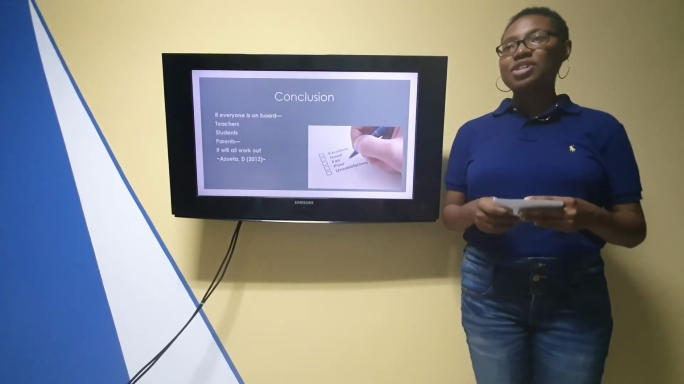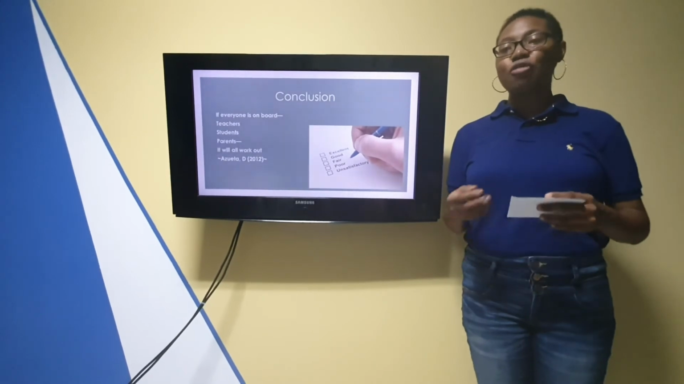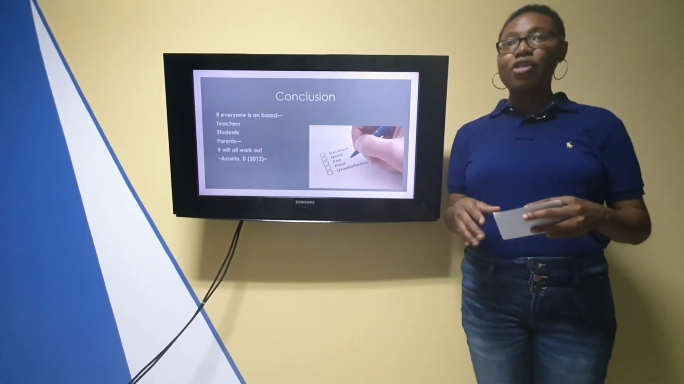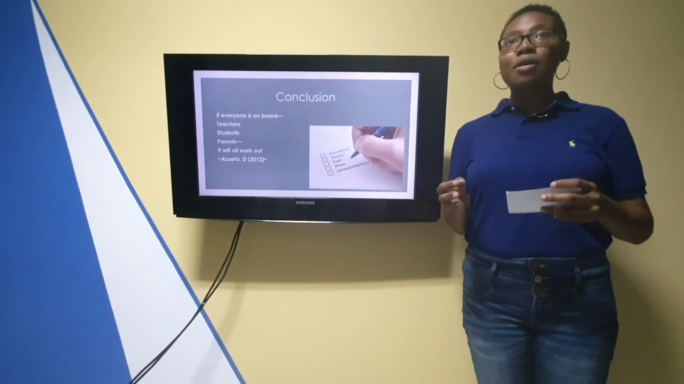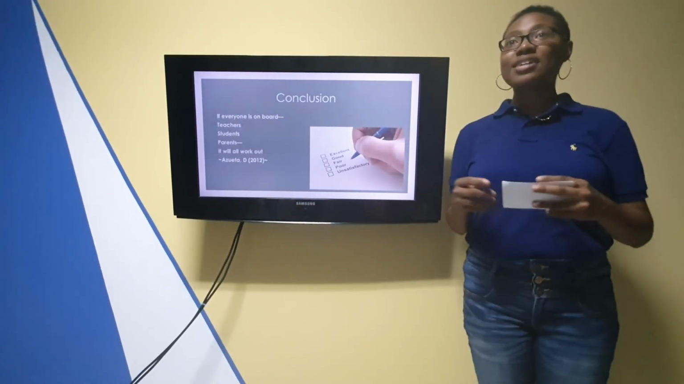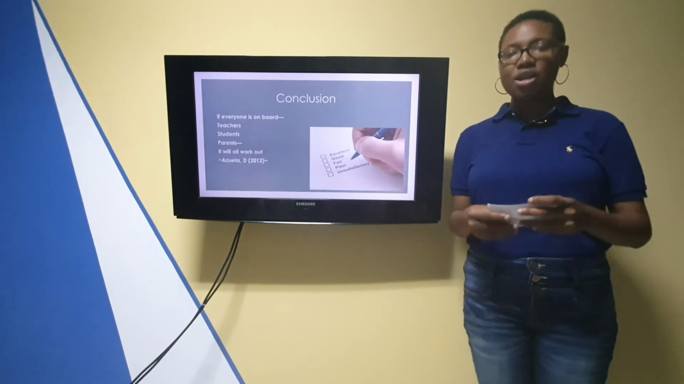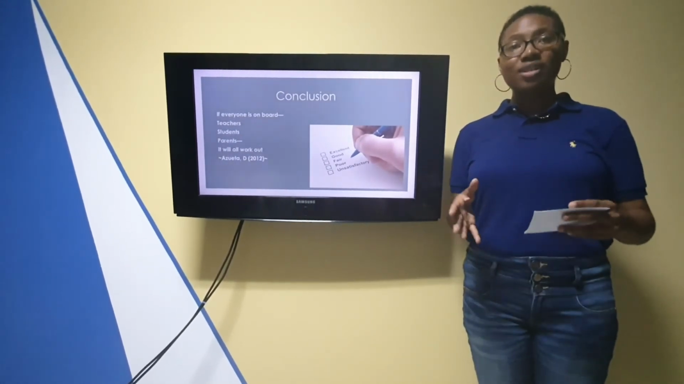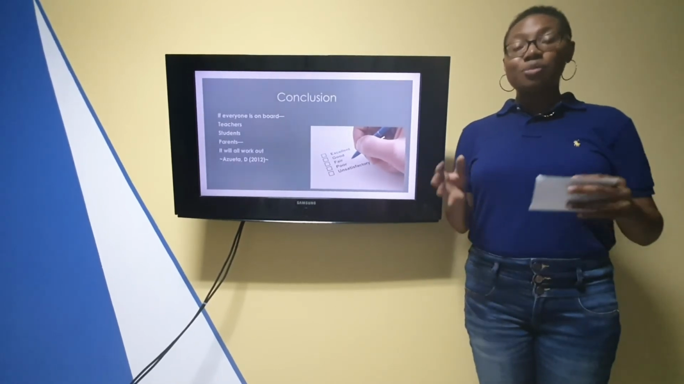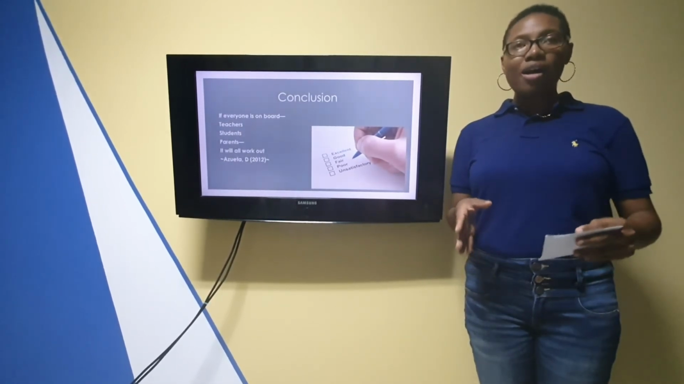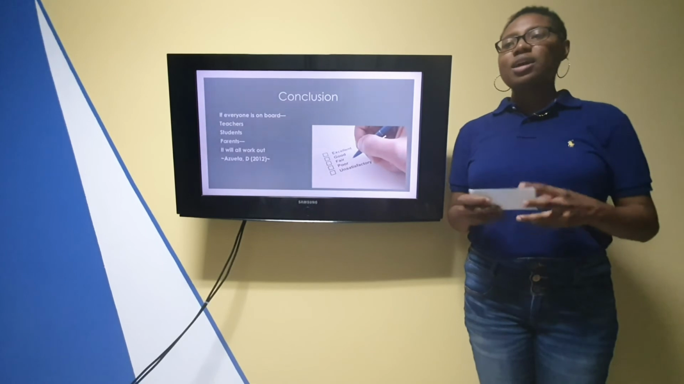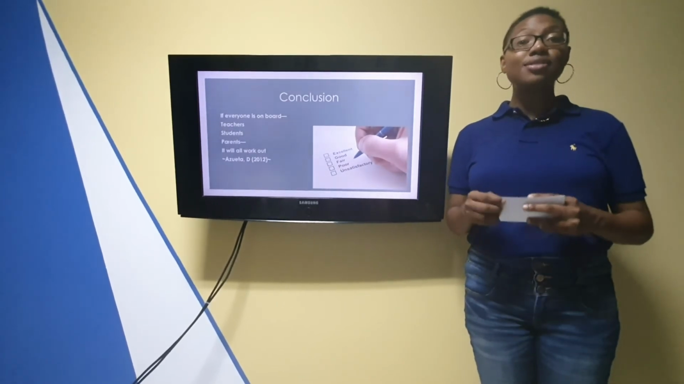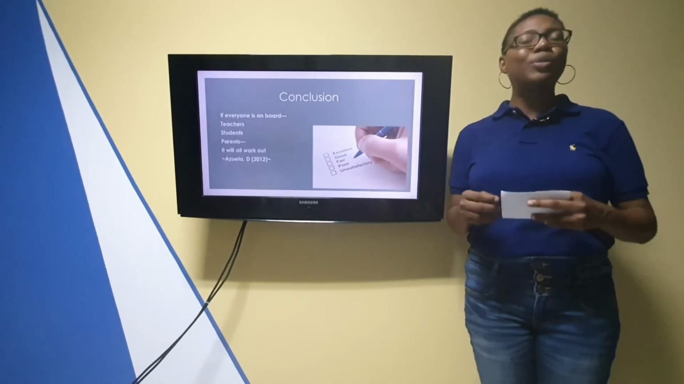She mentioned that it involved a lot of practice and it required the teacher to make creative activities to involve the students. She also mentioned about the parent involvement, and with this all on board, everyone will succeed. In conclusion, if everyone is on board, teachers, students, and parents, it will all work out.